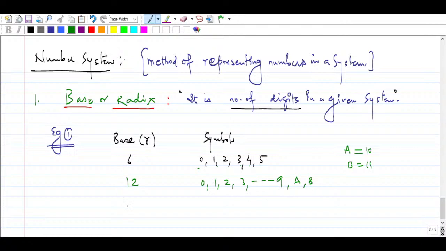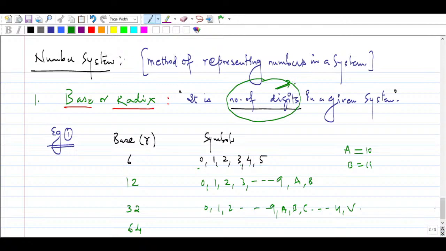And if I talk about base 32, there will be 32 symbols: 0, 1, 2, and so on, then 9, A, and so on. Base is basically the number of digits in the number system. This simple definition you can keep in mind always, right?